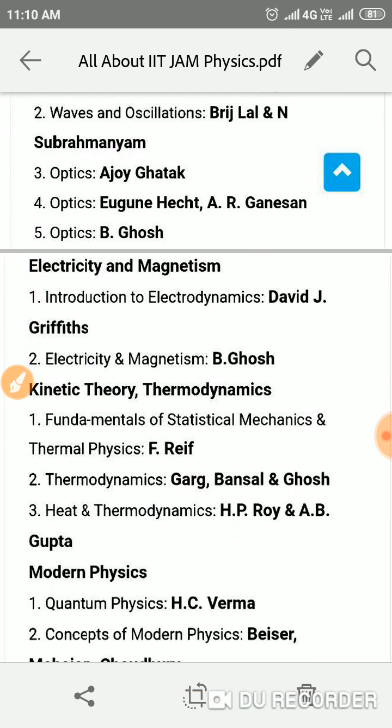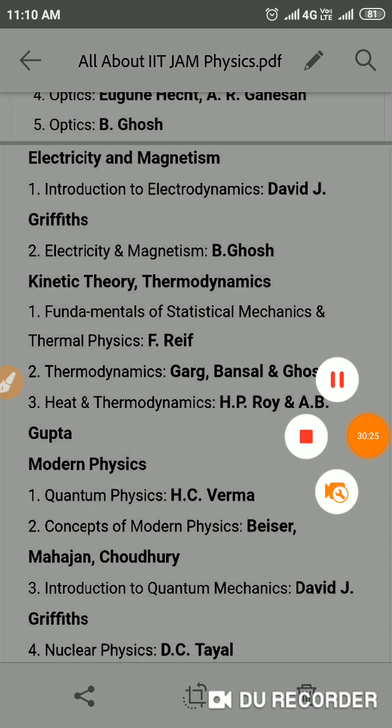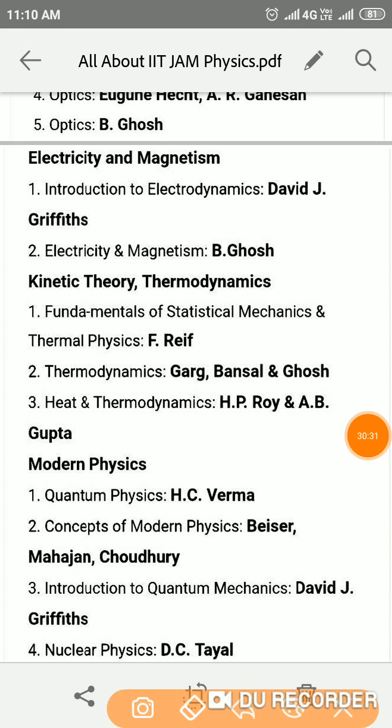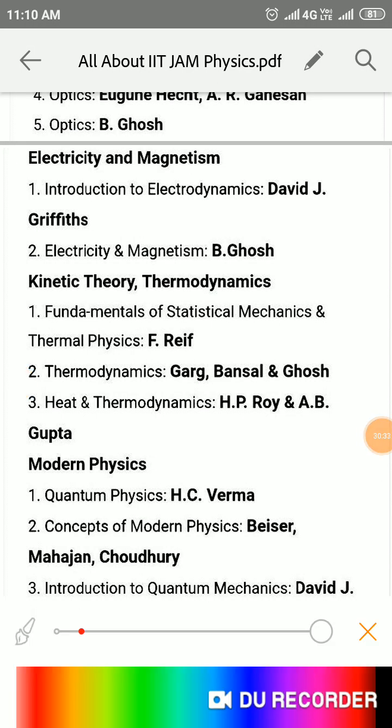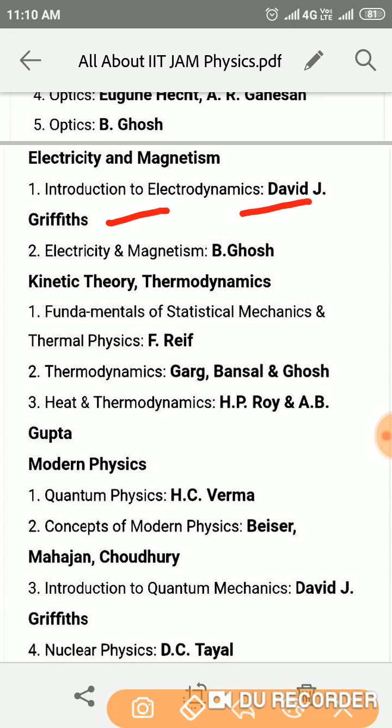Now moving to the EMT part. For electromagnetic theory, David J. Griffiths is a must-read book, just like I have recommended Kleppner for mechanics. In the same way, David J. Griffiths is most recommended for electrodynamics. It will also take some of your time, but it is worth reading. But if you are not going to refer to Griffiths because of some language problem, then you can refer to Bhattacharya. There are just two books, and you can refer to either of them.